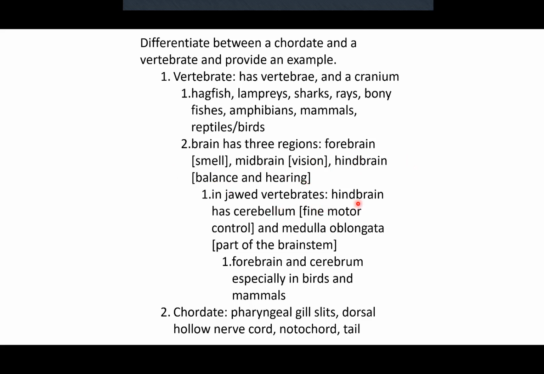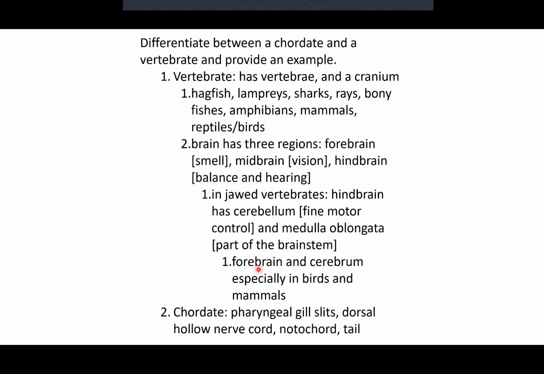In the jawed vertebrates, the hindbrain has the cerebellum, which controls fine motor control, and the medulla, which is part of the brainstem. The brainstem controls, for example, your heart rate, your breathing rate, essential functions for life. A super important part of the brain, even though it's very small. It's a very small percentage of the mass of a human brain.